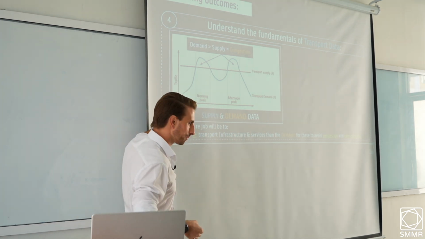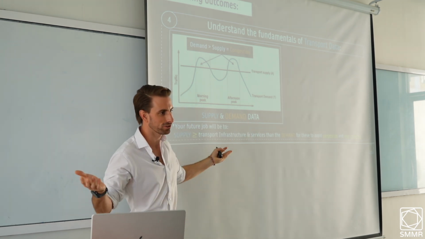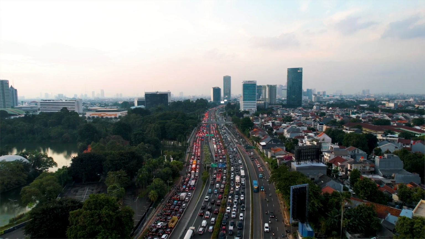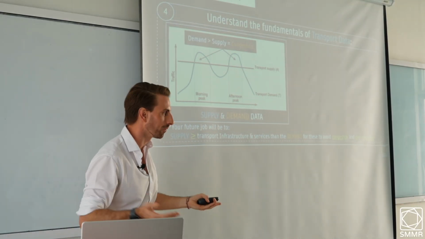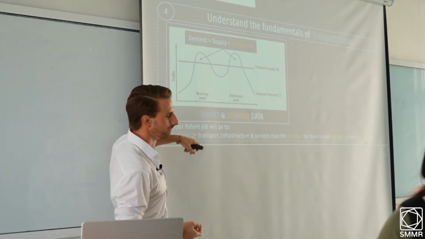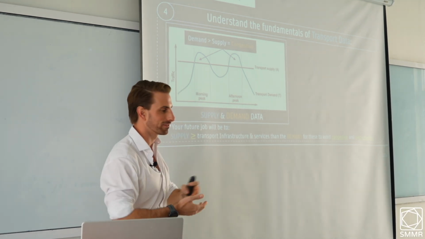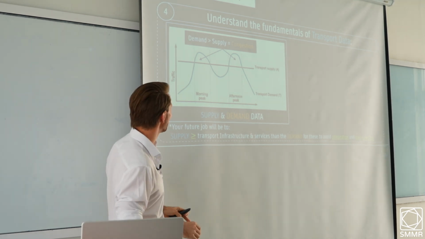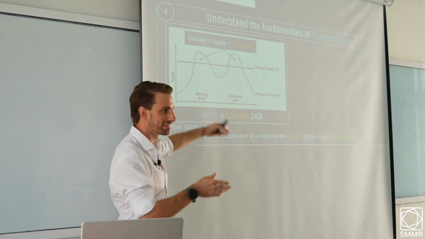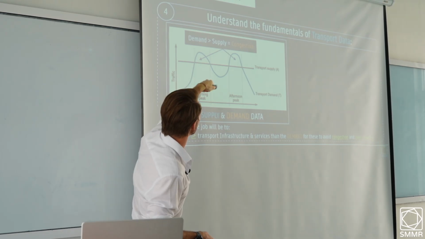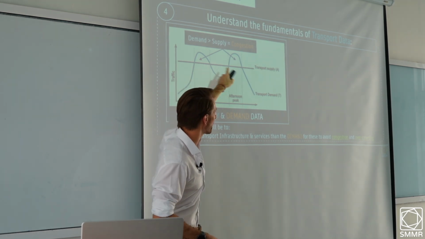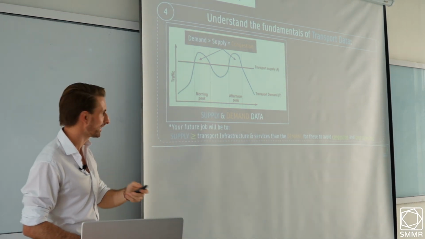Because if you don't supply enough infrastructure for the demand, what do you get? You get congestion, exactly. Or overcrowding. Your public transport, your bus will have too many people if you don't have enough supply. And supply and demand data is fundamental to a lot of what we will discuss today. And obviously supply and demand varies throughout the course of the day. Your supply is more fixed, but your demand changes around peak hours. And you should find ways to minimize congestion, which generally happens in the peak hours. And we'll revisit this later on.